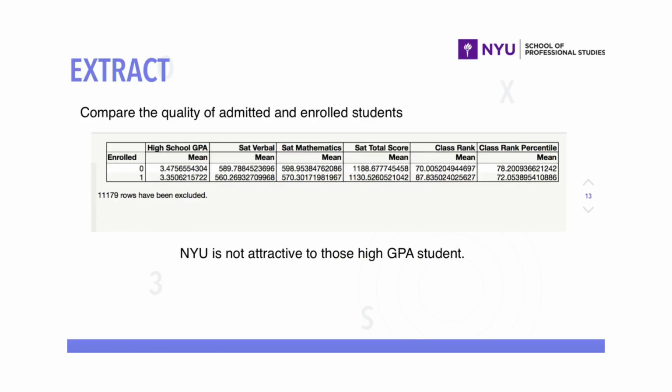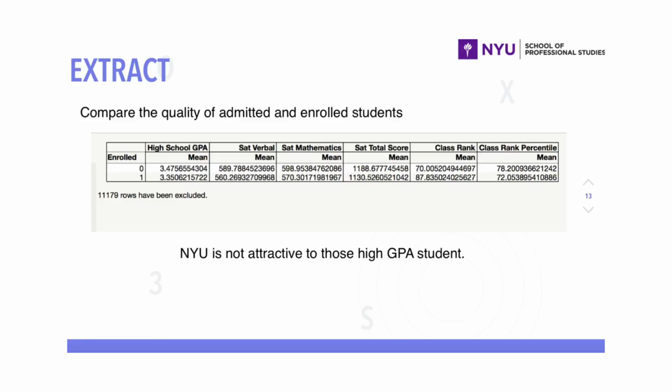Then we compare the quality of admitted and enrolled students. In order to improve the quality of enrolled students, we need to compare the academic performance of admitted and enrolled students. We use data filter to choose the students who are admitted. Then we use Tableau to cross enrolled with 6 variables: high school GPA, SAT verbal, SAT math, SAT total score, class rank, and class percentile.